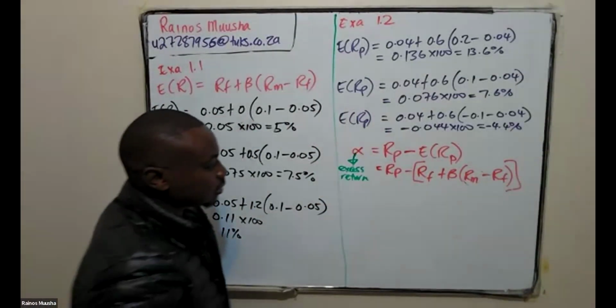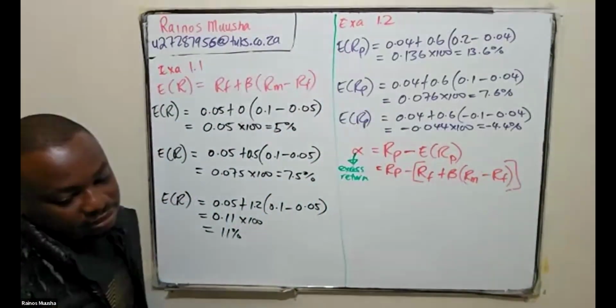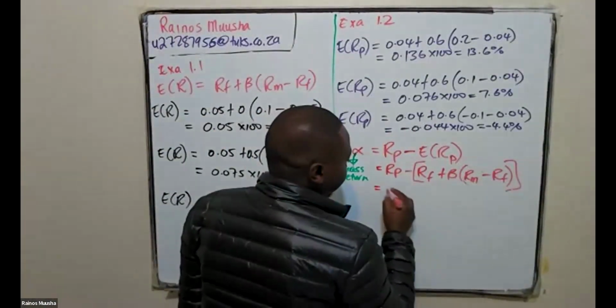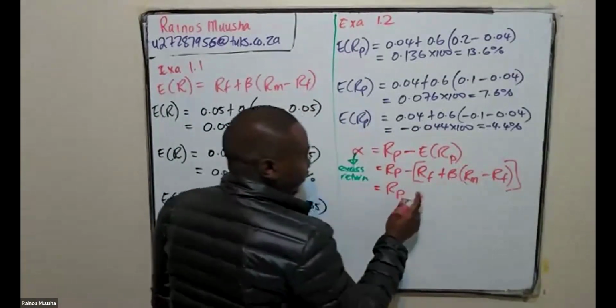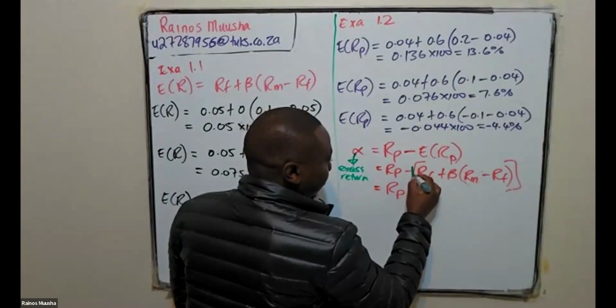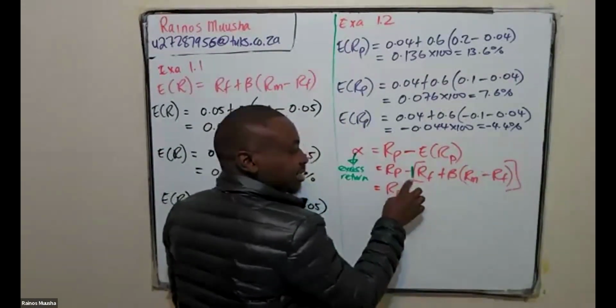To simplify this as well, if you expand this, it would mean this can also be given as the return of the portfolio. Remember, this has a coefficient of 1. So any number where that is given in the bracket there, you are assuming that the coefficient in this case is going to be 1.